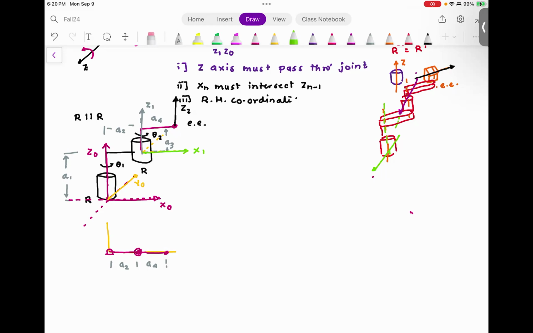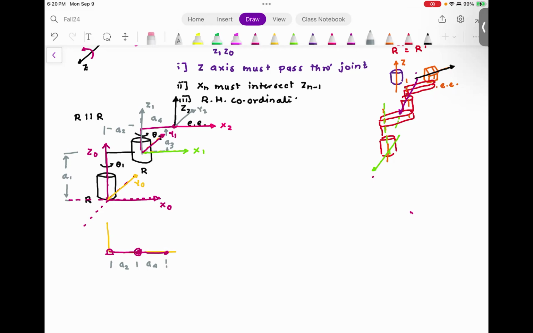Now I have z1 and x1, so curl your fingers, and now you have this as y1. Same thing for the end effector. I have z2. I would assume this to be x2, and this becomes my y2. So now the coordinate system is set up. Everyone understood the coordinate system? This is the first and most important step.